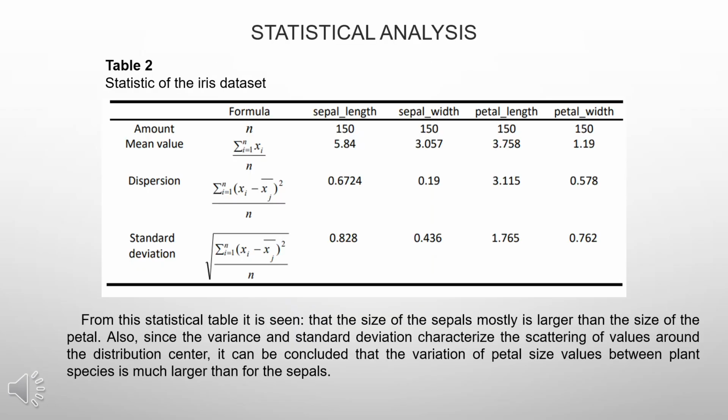Statistical analysis. Table 2, statistics of the iris dataset. From this statistical table it is seen that the size of the sepals is mostly larger than the size of the petals. Also, since the variance and standard deviation characterize the scattering of values around the distribution center, it can be concluded that the variation of petal size values between plant species is much larger than for the sepals.